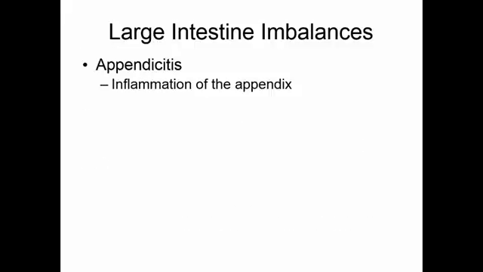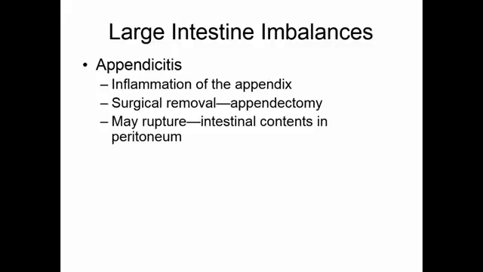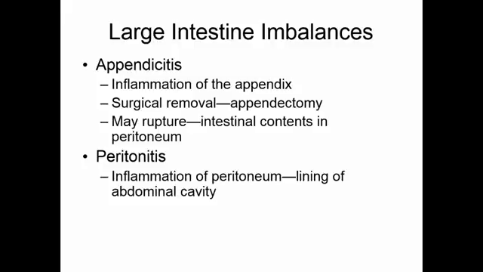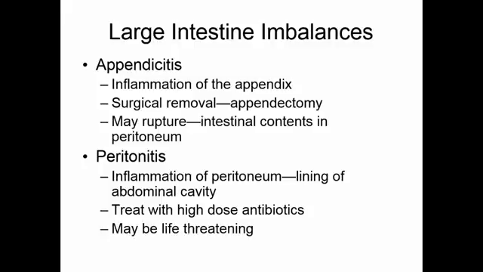Appendicitis occurs when the inflammation is in the appendix. The appendix is surgically removed by a procedure known as an appendectomy. The appendix can swell to the point that it ruptures, and just like with diverticulitis, if we have a rupture in the large intestine area, intestinal contents will spill into the peritoneum. This will cause peritonitis. Peritonitis is when the peritoneum becomes inflamed. This is the lining of the abdominal cavity. This has to be treated with high-dose antibiotics because there's a wide variety of bacteria that live in the large intestine. Peritonitis can be a life-threatening problem.